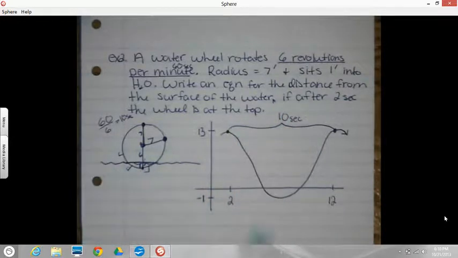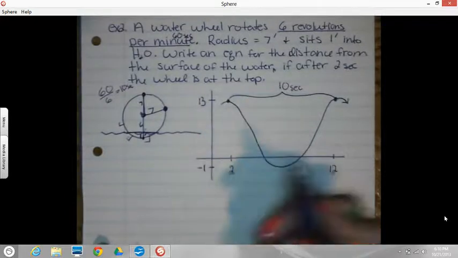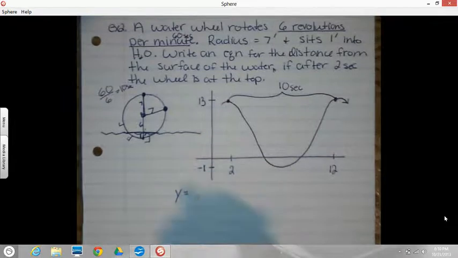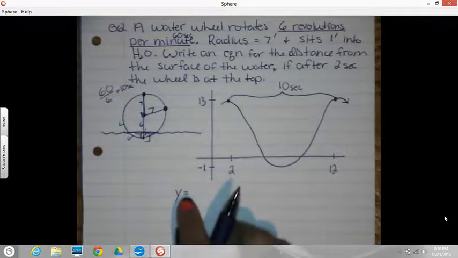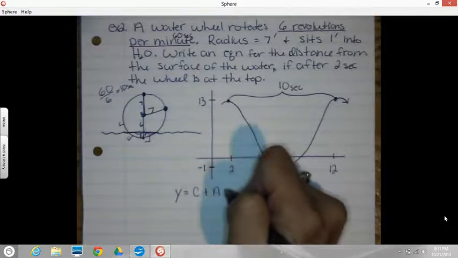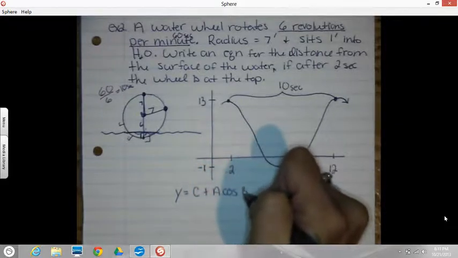So the equation then, you got to remember this. You're going to be having a quiz. You're going to have a partner quiz on this, and then you'll have to do it on your own on the big section quiz. So the general form is C plus A cosine B parenthesis x minus D.